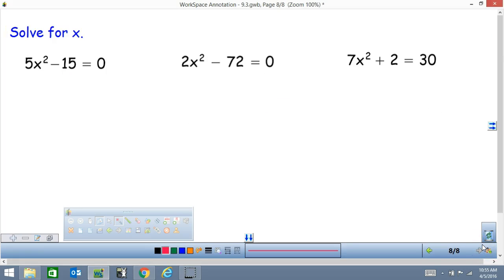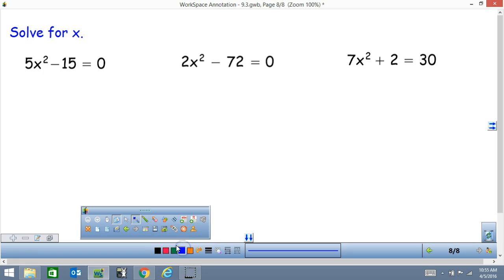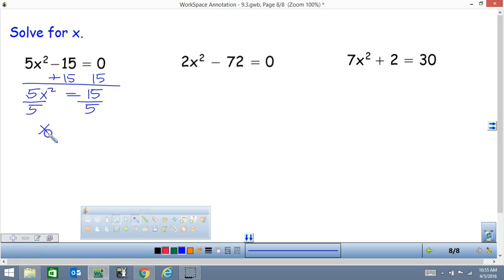The final 3 examples, isolate x squared and take the square root of both sides. Add 15 to both sides. That leaves me with 5x squared equals 15. Divide by 5. X squared equals 3. Take the square root of both sides, and when you put the square root sign, you must put the plus or minus. So x equals negative square root of 3, or x equals positive square root of 3.